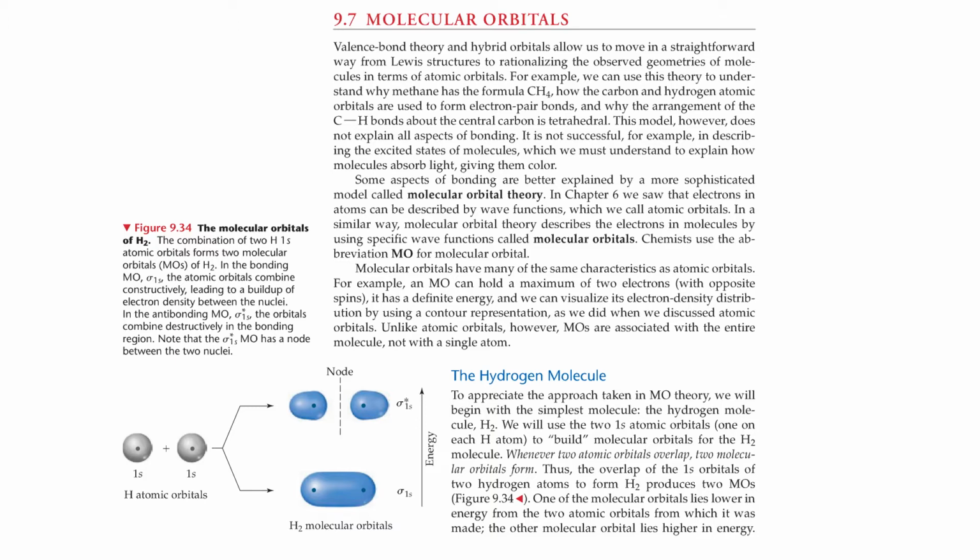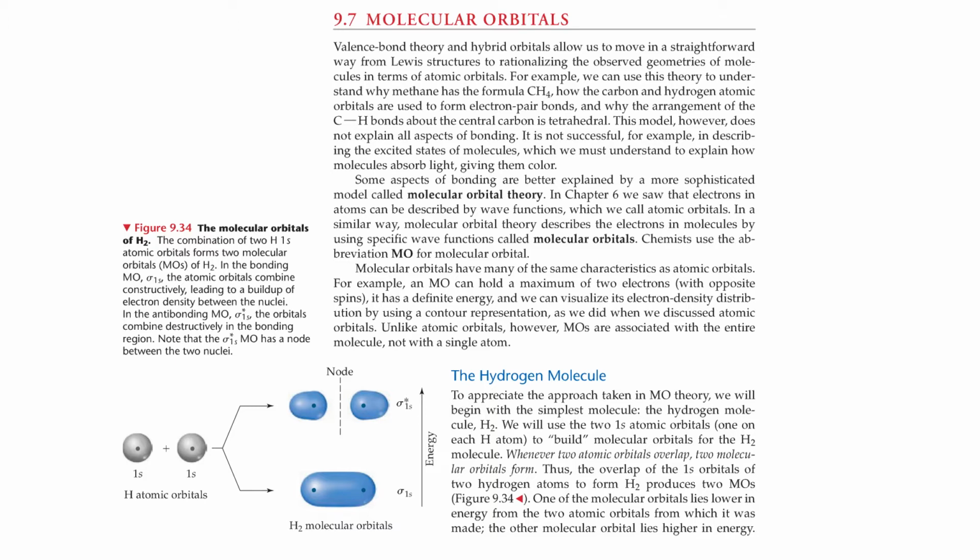The hydrogen molecule. To appreciate the approach taken in molecular orbital theory, we'll begin with the simplest molecule, the hydrogen molecule, H2. We'll use its two 1s atomic orbitals, one on each hydrogen atom, to build a molecular orbital for the H2 molecule. Whenever 2 atomic orbitals overlap, 2 molecular orbitals form. Thus, the overlap of the 1s orbitals of 2 hydrogen atoms to form hydrogen produces 2 molecular orbitals.